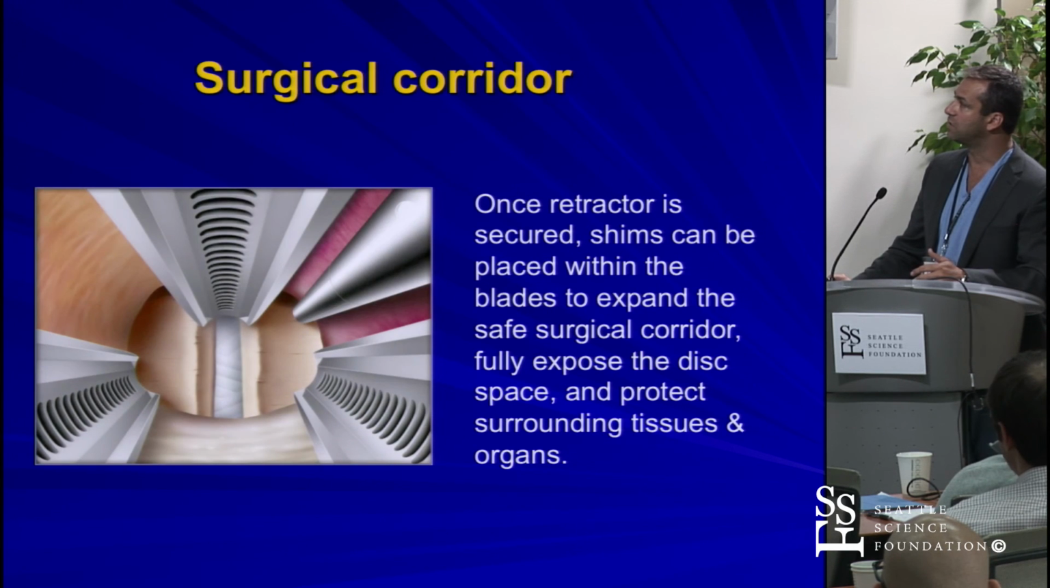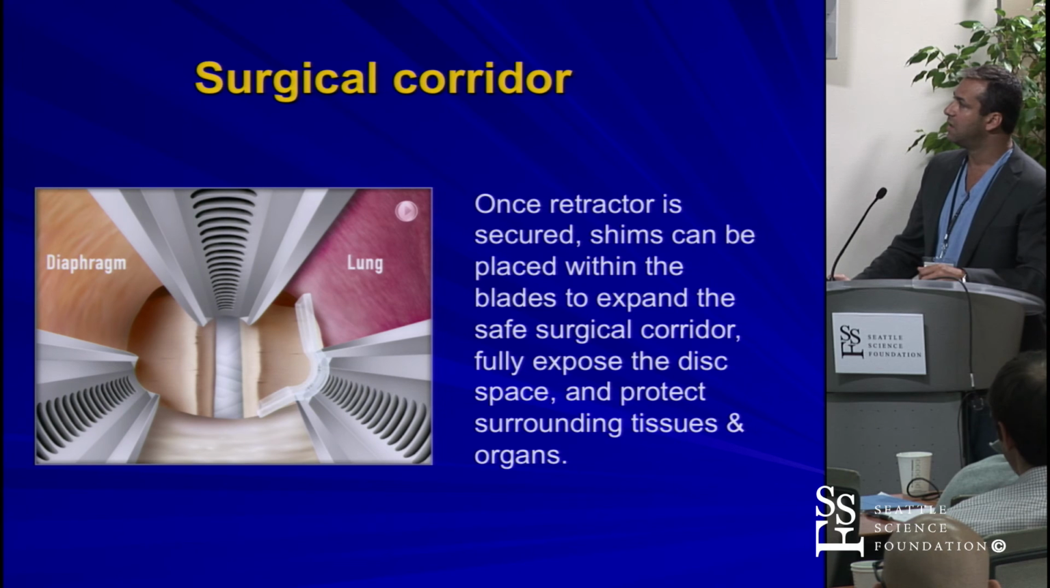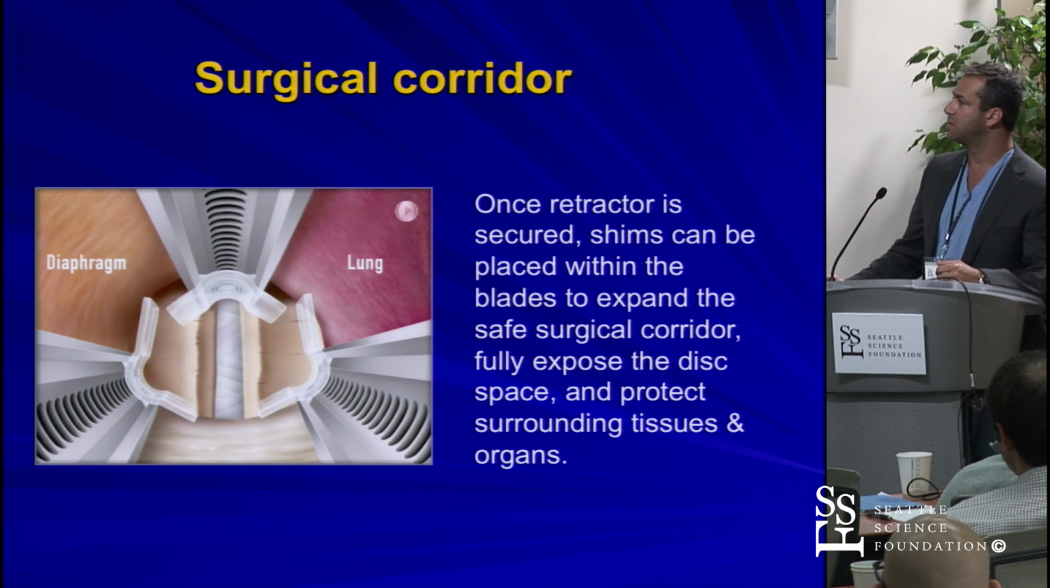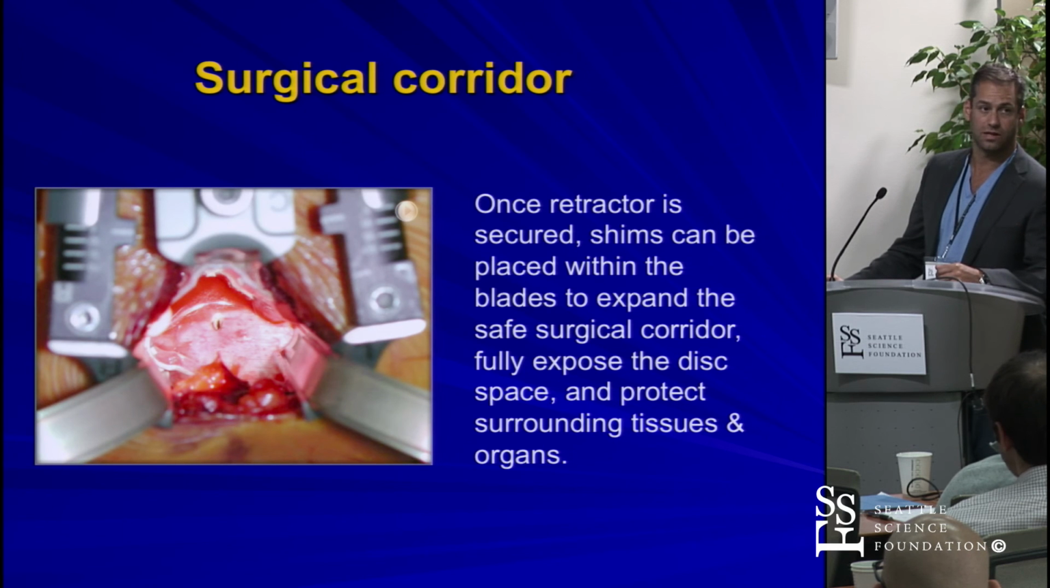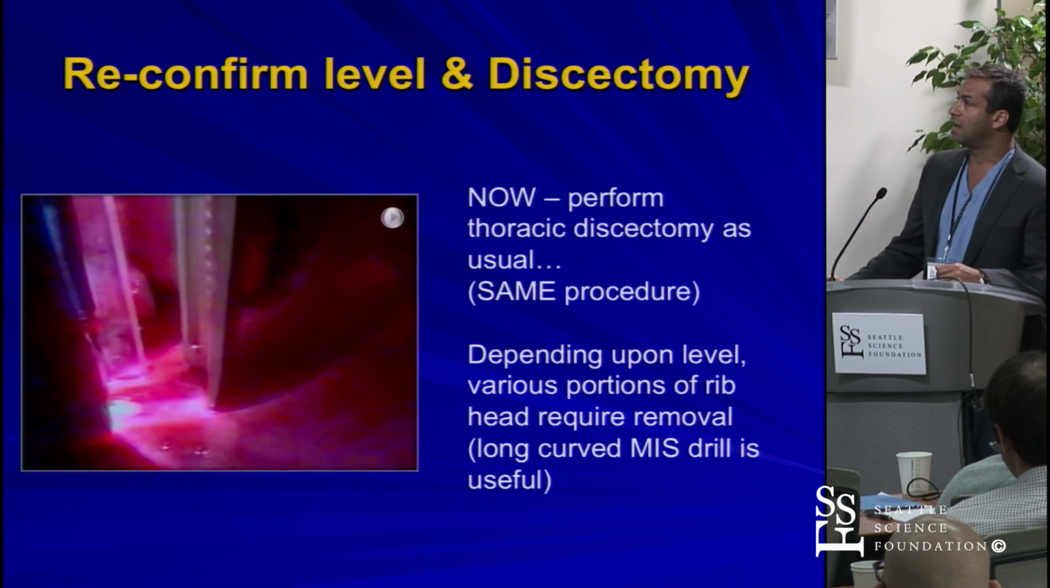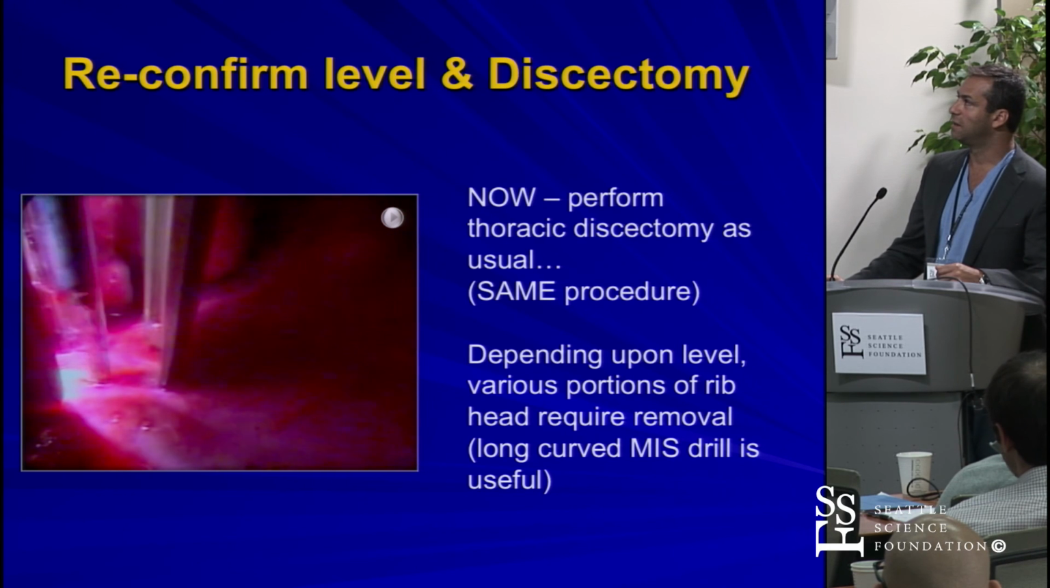So once the retractor is secured, shims can then be placed within these blades to expand that safety of your surgical corridor, expose the disc space, and protect those surrounding tissues and organs, again, primarily the lung. So now, again, I will reconfirm the level. Can't tell you enough how many times I will do this.